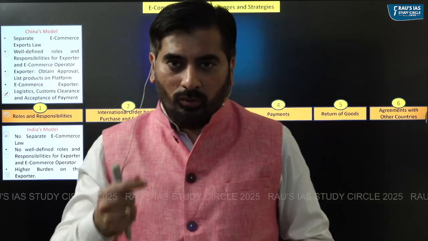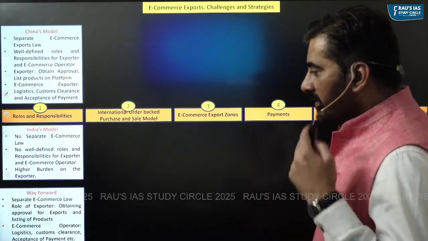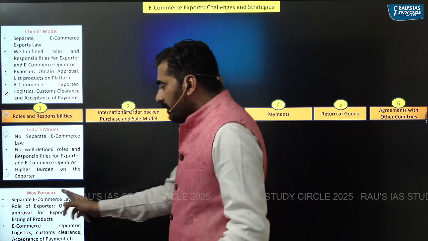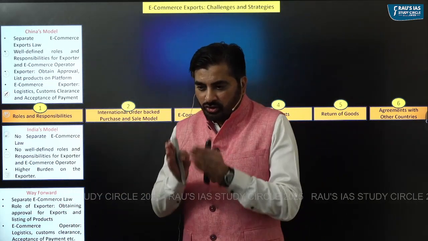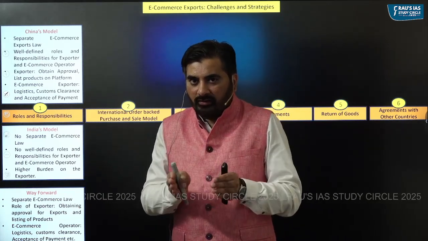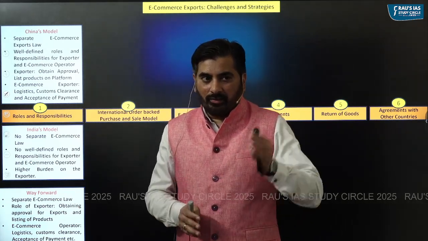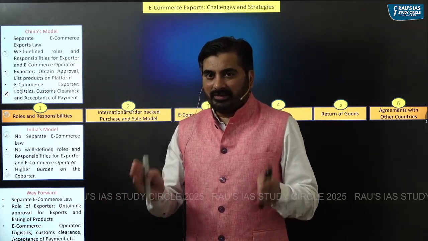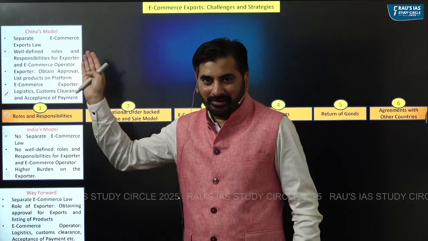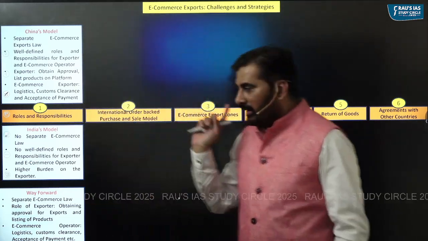So taking a cue from the Chinese model, it is suggested that we need to have a separate e-commerce law. That's the first thing. And that e-commerce law should have clear-cut roles and responsibilities defined for the seller and the e-commerce platform, similar to what is done in China. That's the first thing. Let's see the second one.